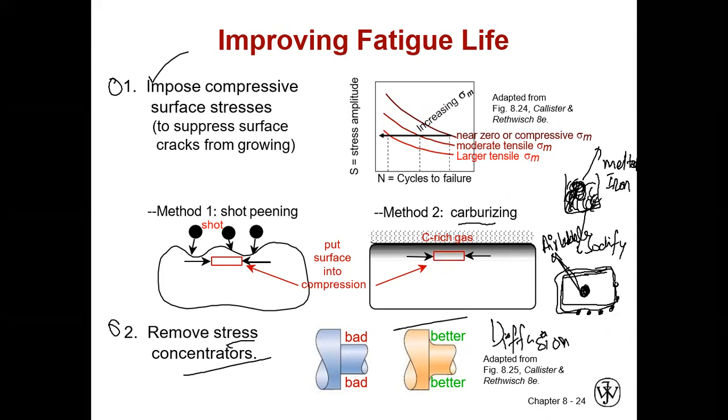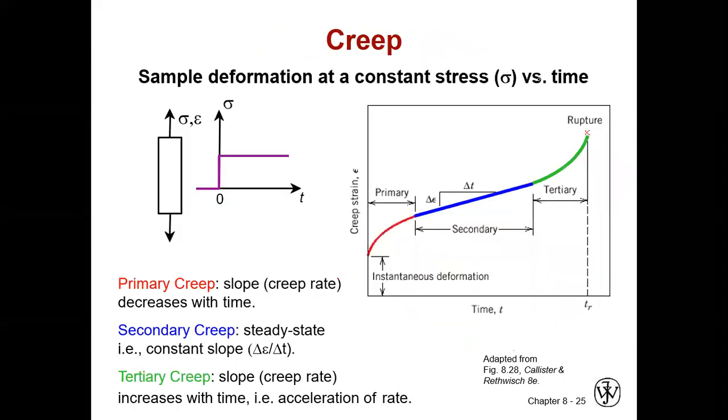So by diffusion, this is what we call carburizing, right? We insert the carbon atoms here, so the surface becomes very hard. If the surface becomes very hard, then the fatigue life will be improved. And fatigue life means that it will resist loads for a longer amount of time.